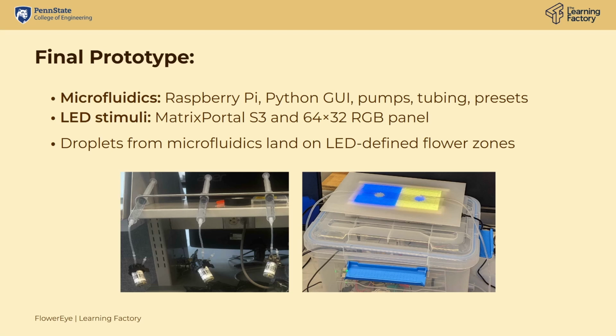Our LED visual stimulus is a 64 by 32 matrix portal S3 RGB LED panel that utilizes bee visible colors and simple flower-like patterns in our demo. In this version, the systems do not communicate, but are physically co-located.